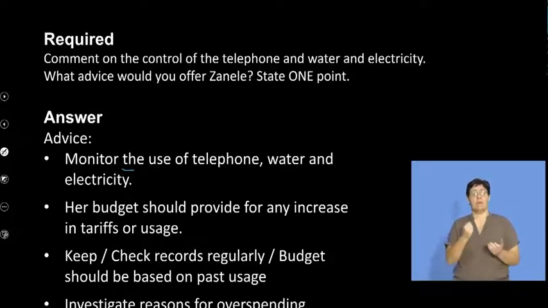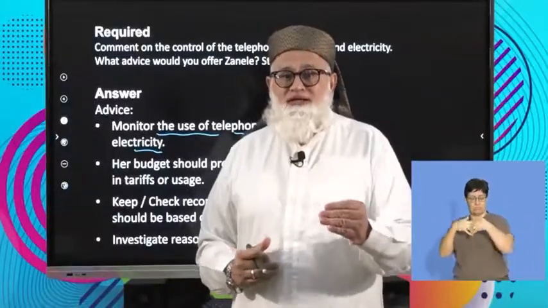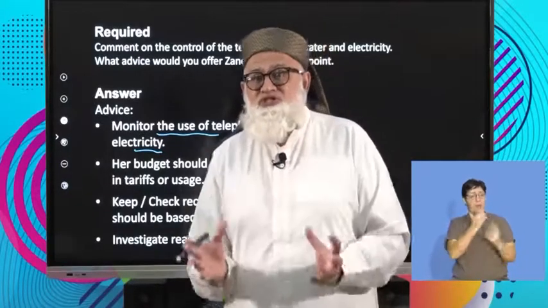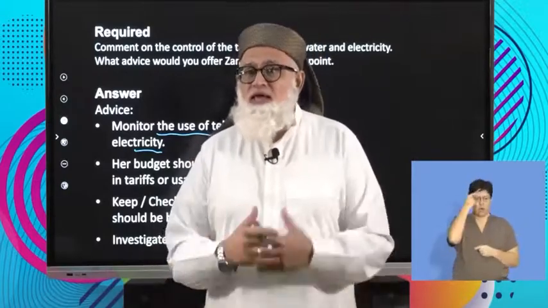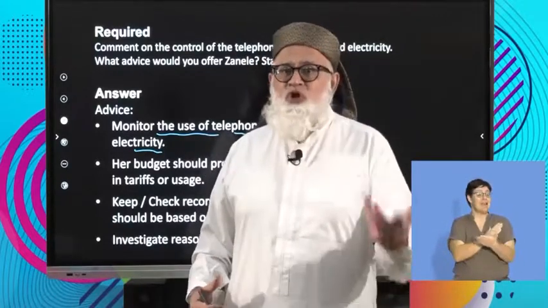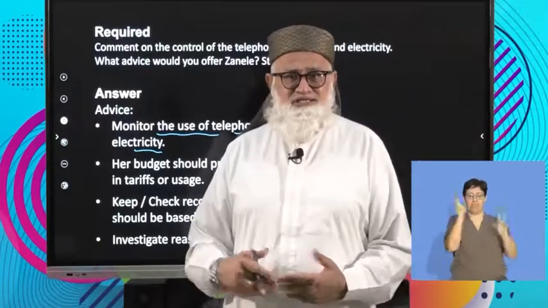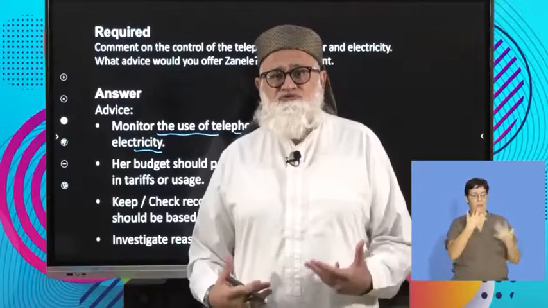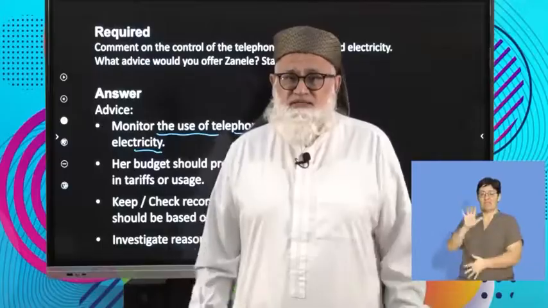One, monitor the use of the telephone, water, and electricity. It is very important that we have controls in place to ensure that we stick within the budgeted amounts. Obviously, when we budgeted those amounts, we took into consideration everything that we needed to. However, there may be certain items that we did not consider. For example, a sudden increase in electricity tariffs. You may have budgeted for a 5 or 7% increase, but there was suddenly a 15% increase.